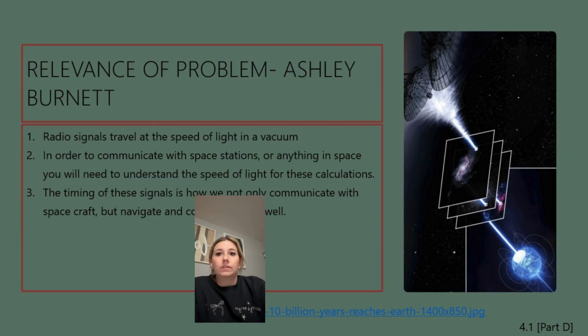So for the relevance of my problem to the speed of light, I chose to calculate the radio signals used to communicate with stations in space and on Mars. In order to communicate with space stations, you have to understand the speed of light for these calculations. The timing of these signals is how we not only communicate with the spacecraft, but navigate them as well.